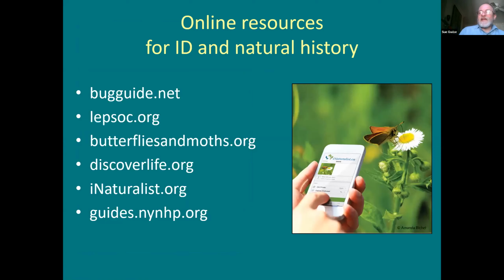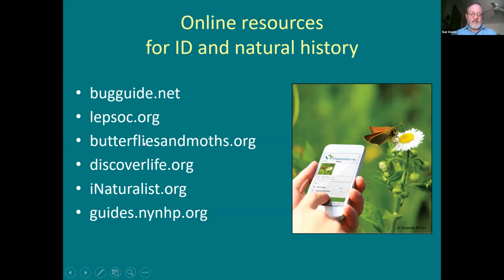Okay, and some online resources for identification and natural history. These are becoming, far and away, the best sources of information because there are so many experts out there who can share their expertise helping you identify things. Bug Guide is one of those, and you can post an image and say, what's this? I don't know what it is. And somebody can help you figure it out. And iNaturalist is the same way. We'll talk about that in a minute.